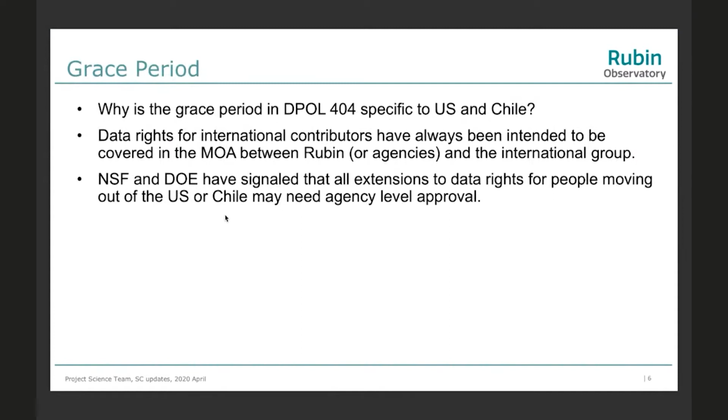So the question is, why is the grace period, which is in this item in the policy Depot 404, specific to US and Chile, and not specifically called out for the international contributors? First of all, I think we've always intended that international contributors' data rights, the specific details of those, will be spelled out in the MOAs that we signed with them. And NSF and DOE have also signaled that extensions to data rights for people moving outside of the US and Chile might need their approval, depending on where they're moving to.